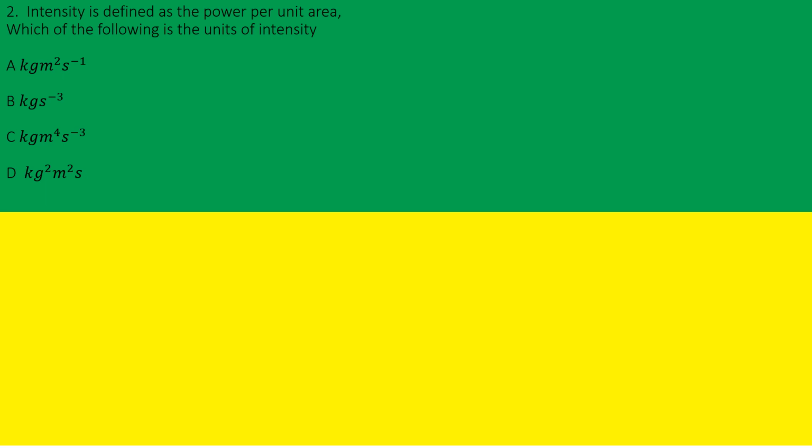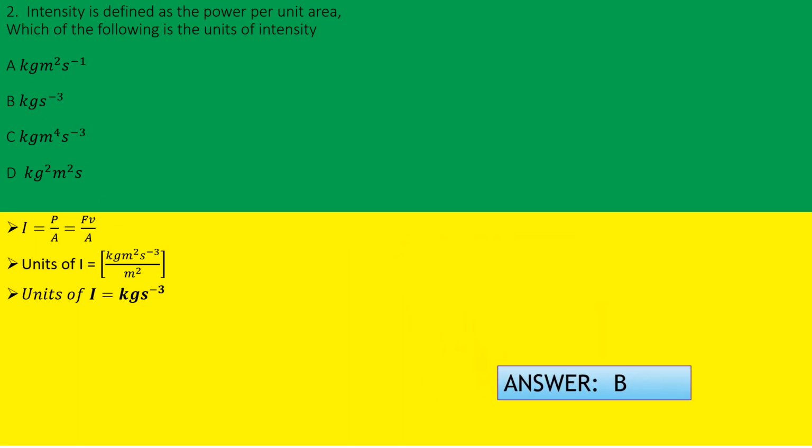The intensity is defined as the power per unit area. Which of the following is a unit of intensity? So we just defined that as power per unit area. The power is of course force times velocity, since you just want to get units. You're not really interested in the physical significance of that. So the unit of force is kilogram meters per second squared. Then we multiply that with meter per second. You have kilogram meter squared per second cubed, divided by our area, which is meter squared. So our SI unit is kilogram per second cubed. So our answer is B.